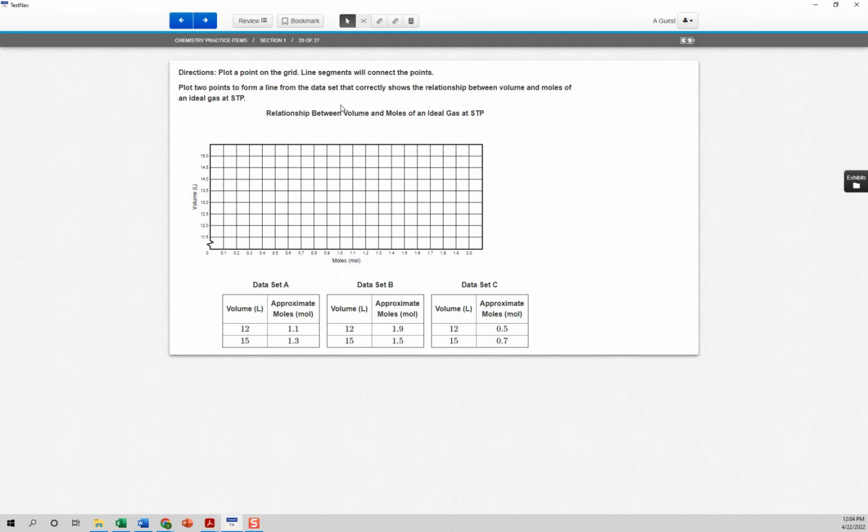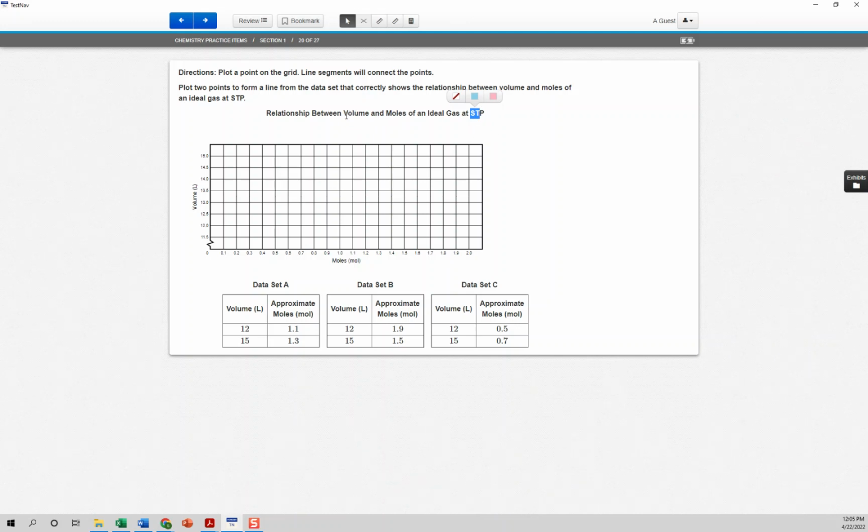All right, so this one's kind of weird. We have to plot 2 points. So notice, if I plot a point here and a point here, it connects them. But let's talk about what we got to do. It says we got to graph the data set that correctly shows the relationship between volume and moles of gas at STP. So what you have to know is that at STP, 1 mole of gas will occupy 22.4 liters, okay?